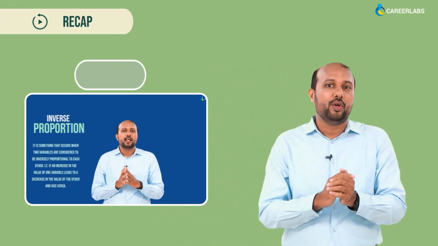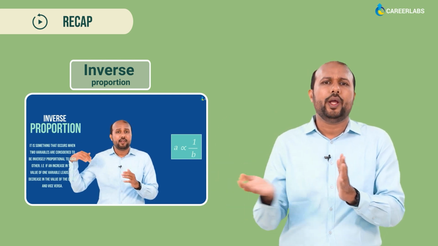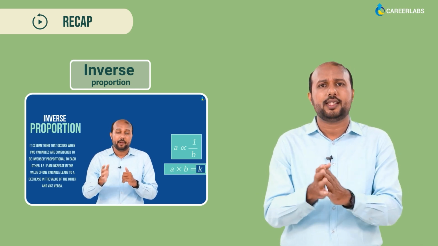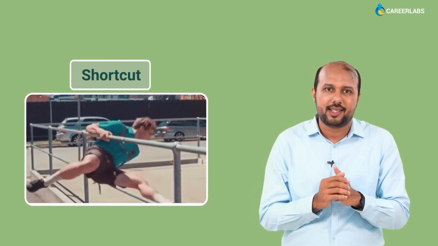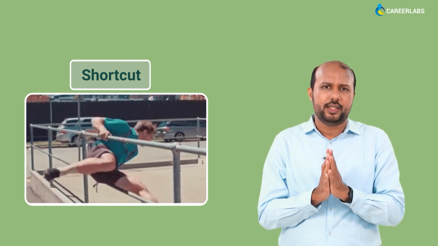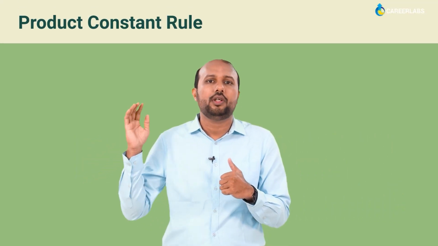In the previous video, we learned about inverse proportion. That is, if x and y are two variables that are inversely proportional to each other, then the product will always be a constant, say k. And we solved the question using the equation method too. Now in this video, we will learn a shortcut to solve the same question, as promised. We can apply this shortcut if two objects are inversely proportional to each other. Since the product is constant, we call this rule the product constant rule.